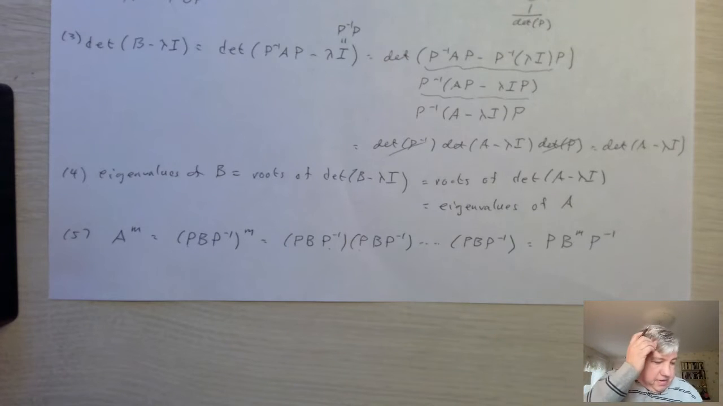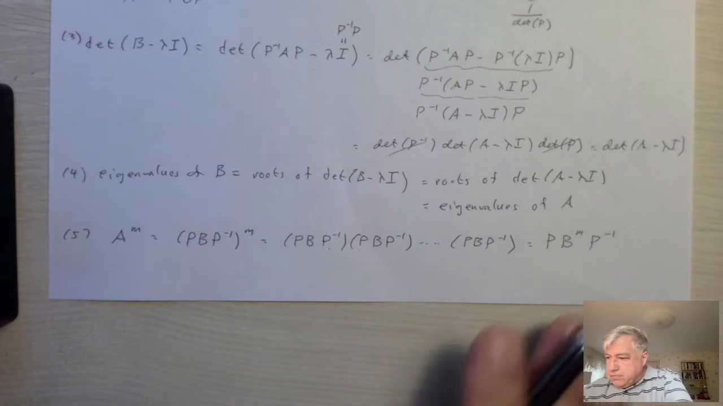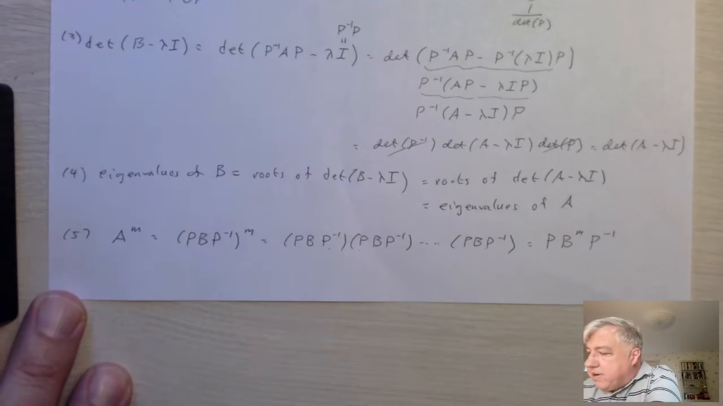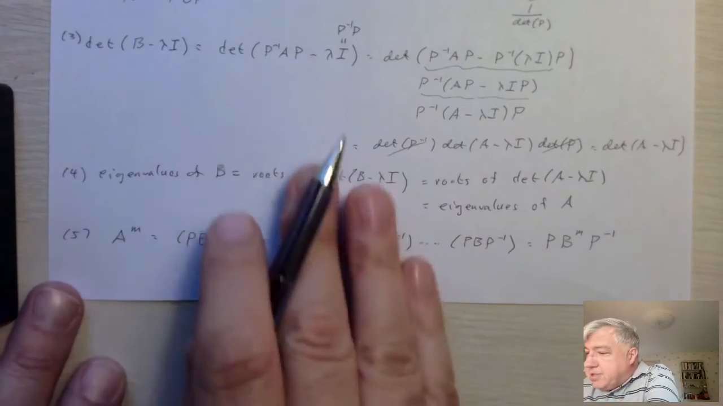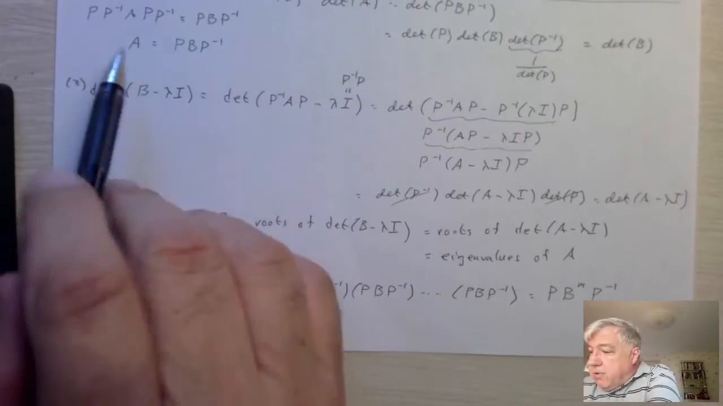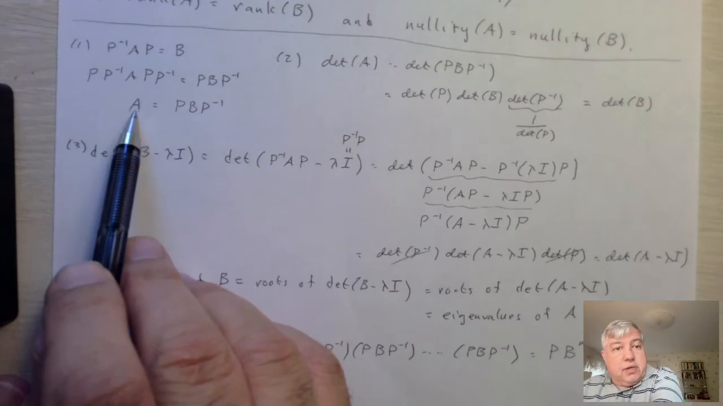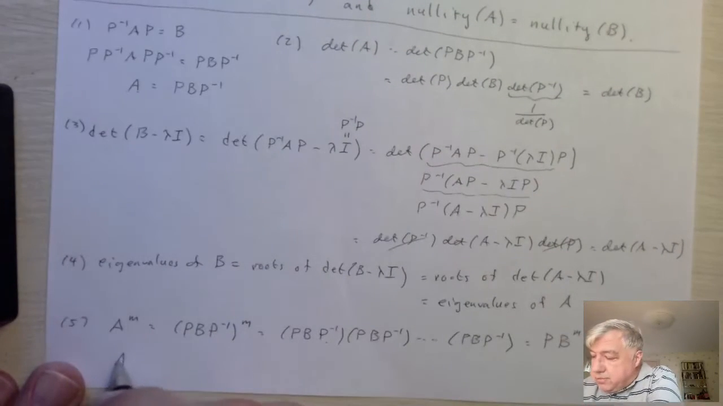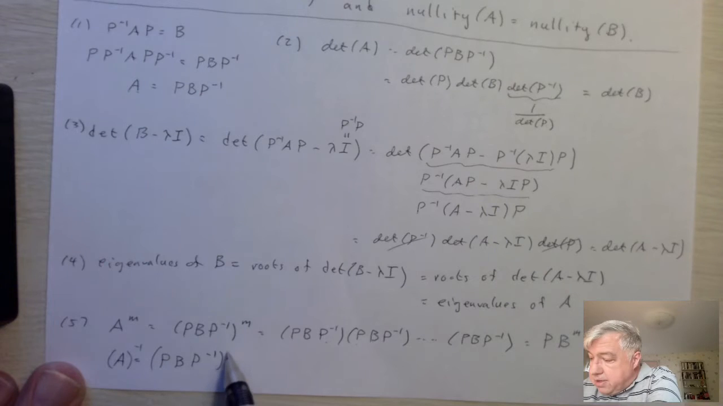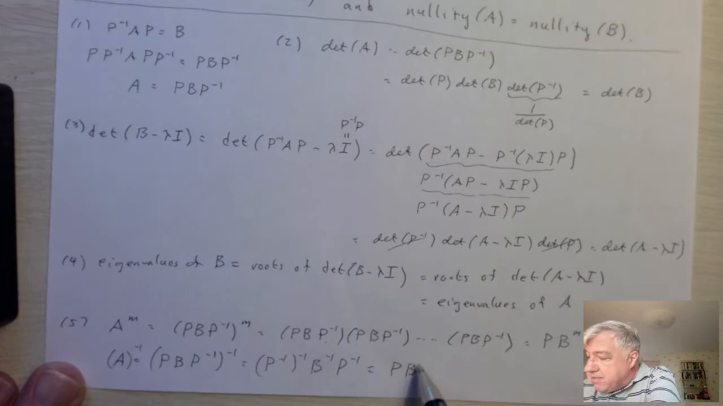And in fact, to show that A is invertible, we can just take A. We have A is equal to P B P inverse, and then take the inverse of both sides, and we can see that this will be P inverse inverse, B inverse, P inverse. So this will be P B inverse P inverse.